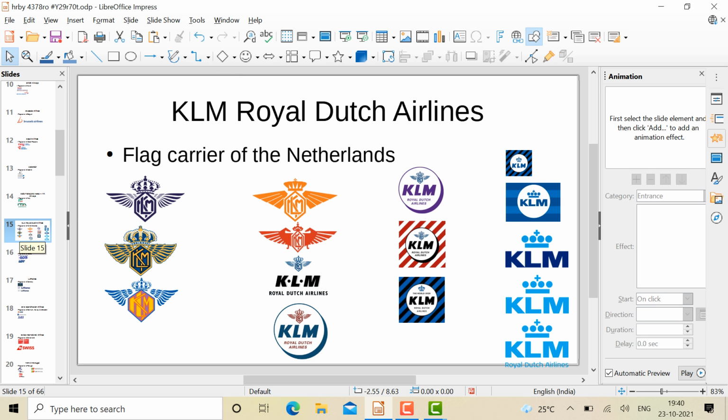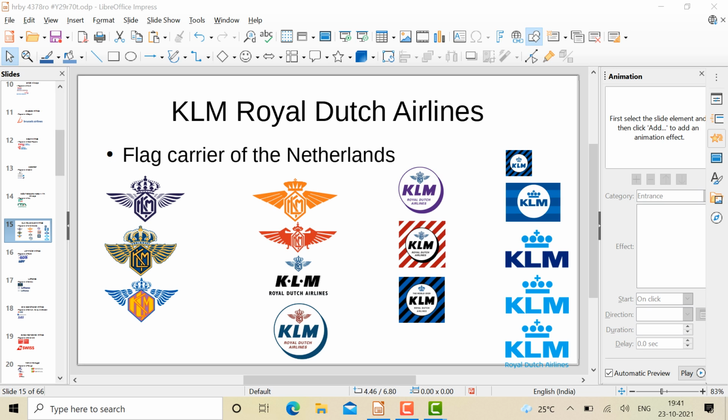And then this is one complicated one. KLM Royal Dutch Airlines, which is the flag carrier of the Netherlands. It is the oldest airline. It was founded in 1919 and is still in operation. So this is actually a shocking fact. And KLM's logo has so many versions, as you can see.